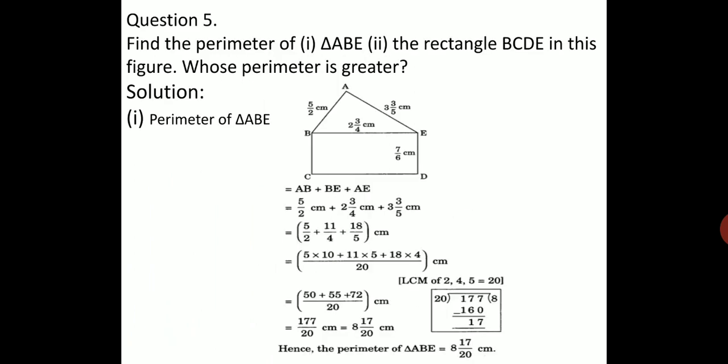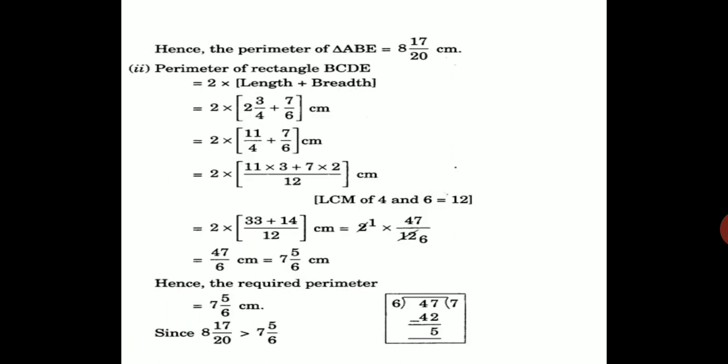Now in the question, on the screen, you can see the length and breadth are given to you. So you can see here, 2, length is how much? 2, 3 by 4 plus 7 by 6 is the breadth. Keeping the values, then converting the mixed fraction to a fraction, it becomes 11 by 4 plus 7 by 6. Now what is the LCM of 4 and 6? The LCM of 4 and 6 will be 12.